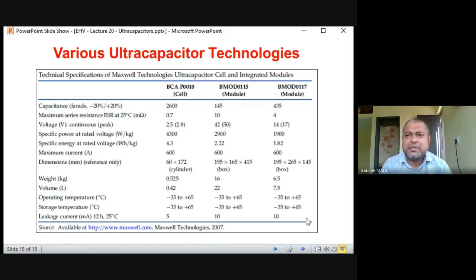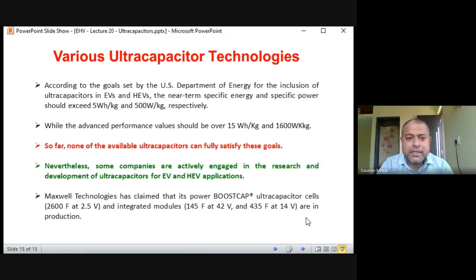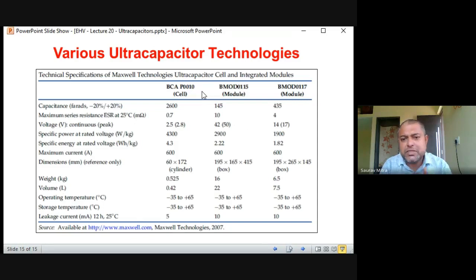So we have completed the ultracapacitor topic. The main things are: what are the features, why ultracapacitor, where is the scope, where can we use ultracapacitor, construction, what are the performance formulas, what are the technologies, who is defining the technology, and how much is the requirement given by the US Department of Energy. Somebody decides some requirement, and after that the design and R&D starts. This is the requirement posed by the US Department of Energy, and depending on that, Maxwell is producing their ultracapacitors: 2600F, 145F, 435F.